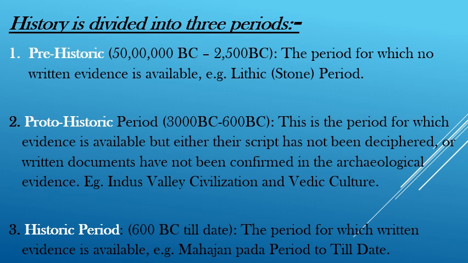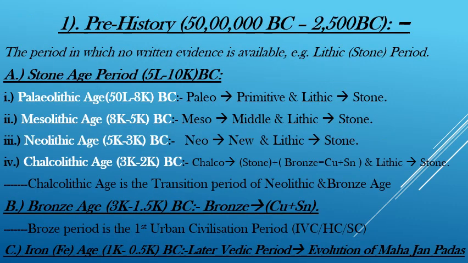So this type of period is known as the protohistoric period, and the third one is the historic period, which begins with 600 BC till date. It is the period for which written evidence is available, from the Mahajanapada period till date. So this is called the historic period.